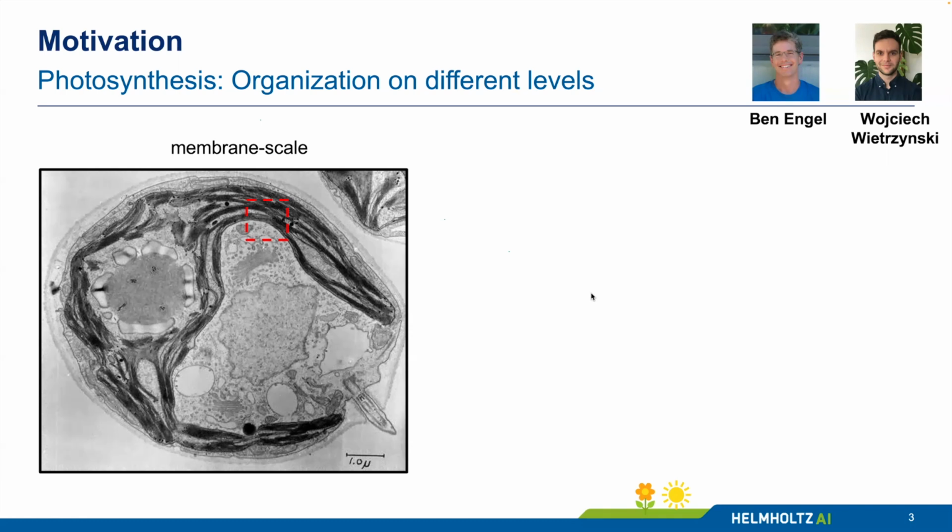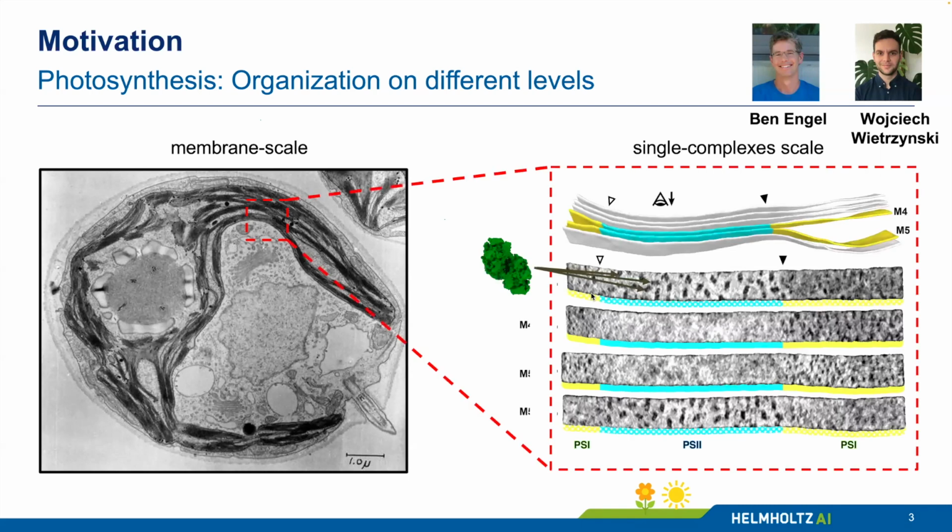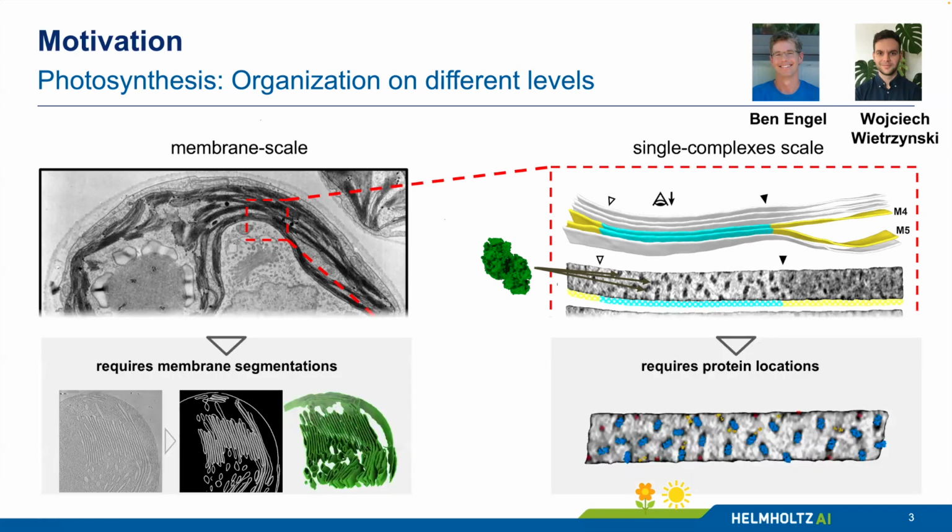But at the same time, we're also looking at the single complex scale. In this case, the scale of the photosystem II proteins that are embedded in these thylakoid membranes, and they are also organized in very specific ways. The organization of the proteins influences the organization of the membranes and vice versa. So we wanted to study both of them at the same time in cryo-ET. To be able to do that, we need membrane segmentation, so we know where the membranes are, and we also need protein locations, so we can analyze these.